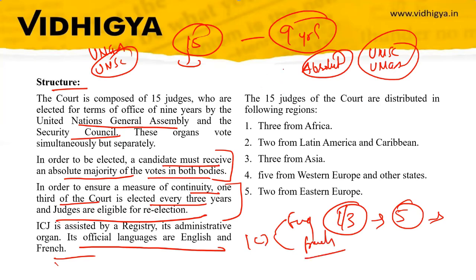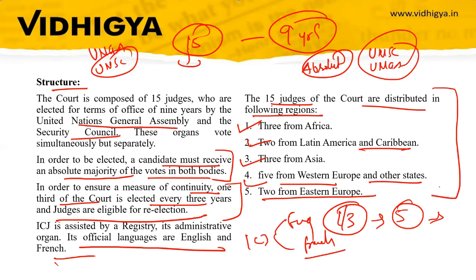Now judges. Judges come from different parts of the world. The 15 judges are distributed in the following regions: 3 from Africa, 3 from Asia, 2 from Latin America and the Caribbean, 5 from Western Europe and other states, and 2 from Eastern Europe. So this is the breakup of the judges from different regions. You have to remember about Asia: Asia has 3 judges, and Africa has 3 judges.